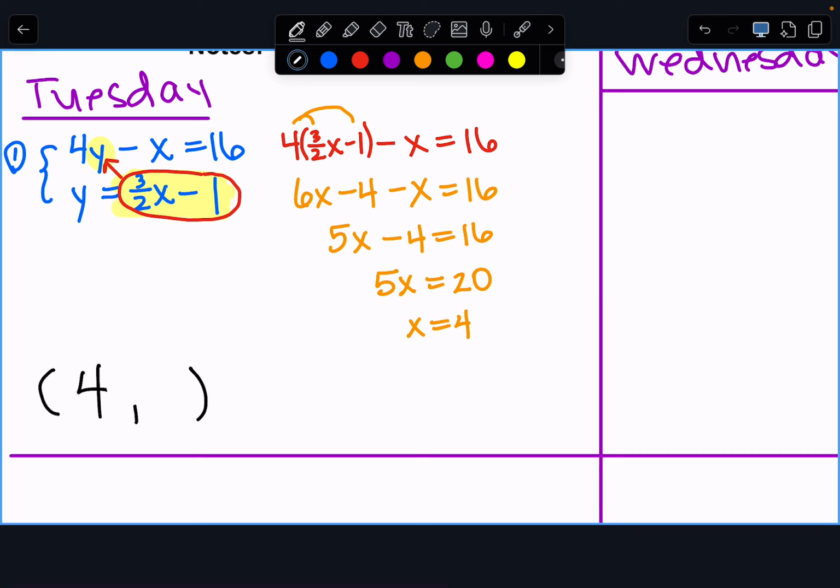So if we plug this in. Y equals 3/2 x minus 1.